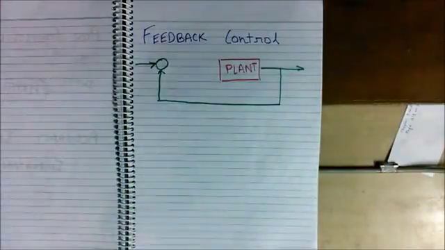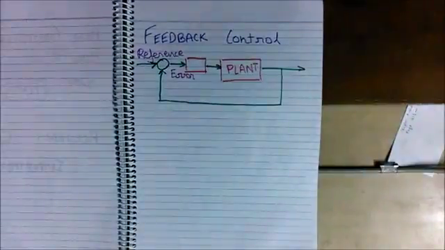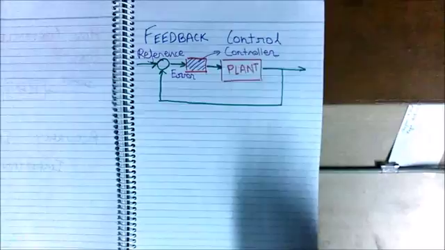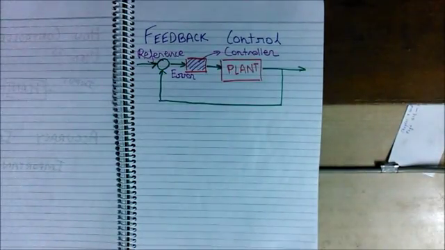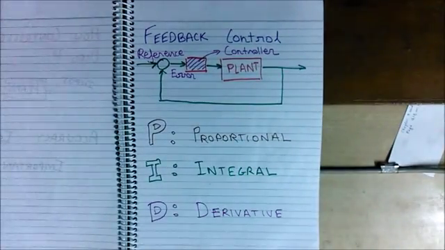What we do in feedback control is feed the output signal back to the plant so the system can adjust accordingly. An error signal is generated by summing the reference signal and the feedback signal. The controller converts the error signal to a command. PID controller stands for proportional, integral and derivative controller.